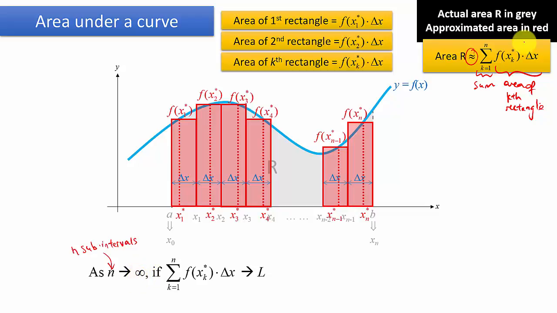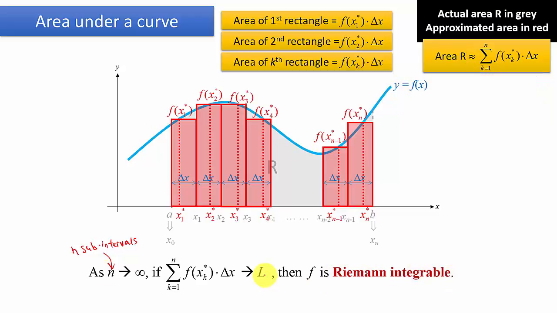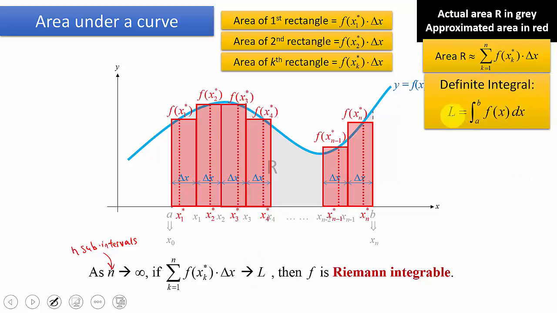This means that we can take the limit of this sum, which we call Riemann sum, in honor of Riemann. And if the limit exists and is finite, we then say that the function f here is Riemann integrable. So as n goes to infinity and this Riemann sum approaches the value L, then the value of L can be denoted in this way, and this is called the definite integral of the function f from x equals a to x equals b.